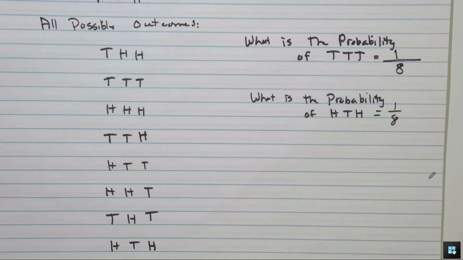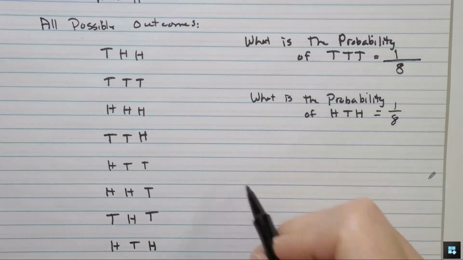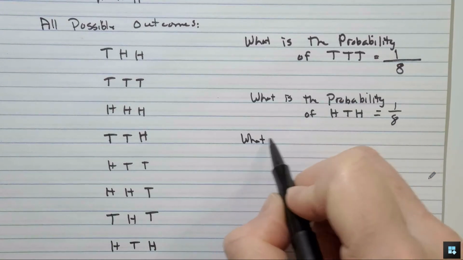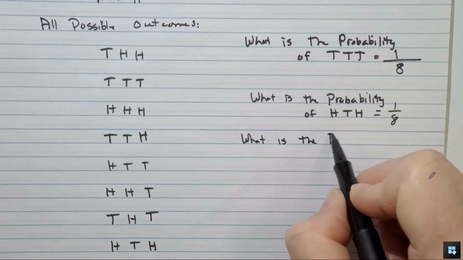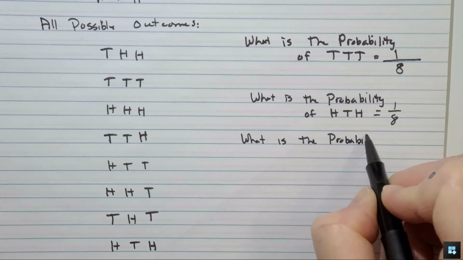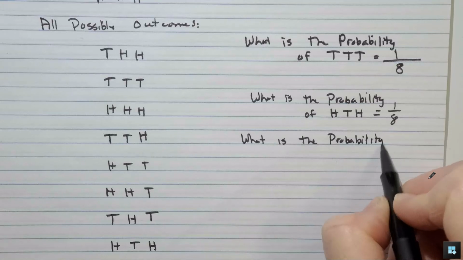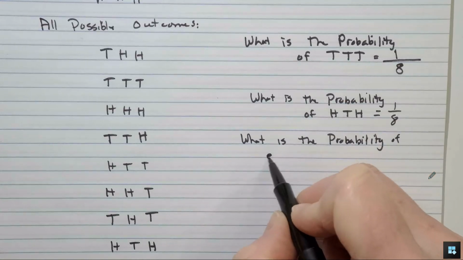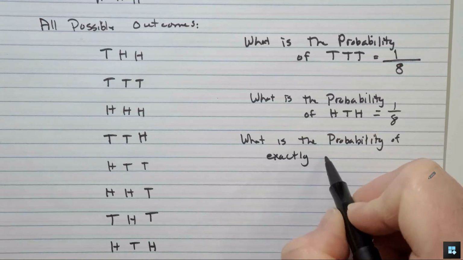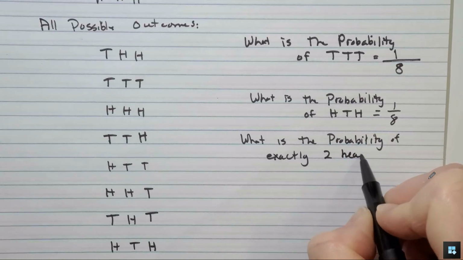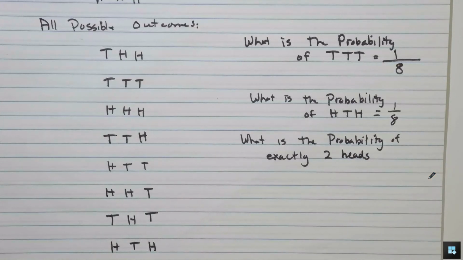But if we change the question and we ask, what is the probability of exactly 2 heads, well, then it's going to be a different probability, because there's more than one example there that has 2 heads exactly.